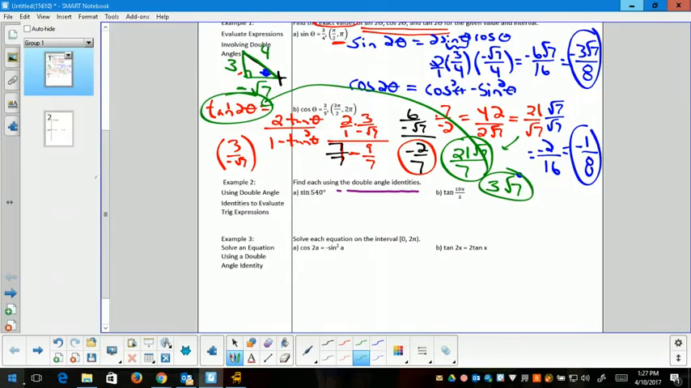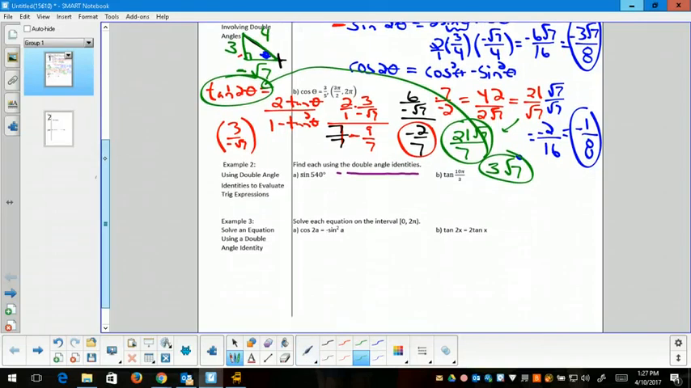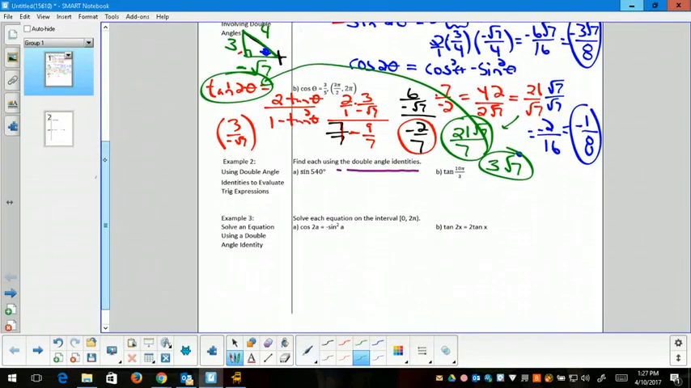That one actually might have been easier to do a different way. But not when we're evaluating 2 theta, we'd have to know what theta is first and the exact value. All right. Any questions on example 1?